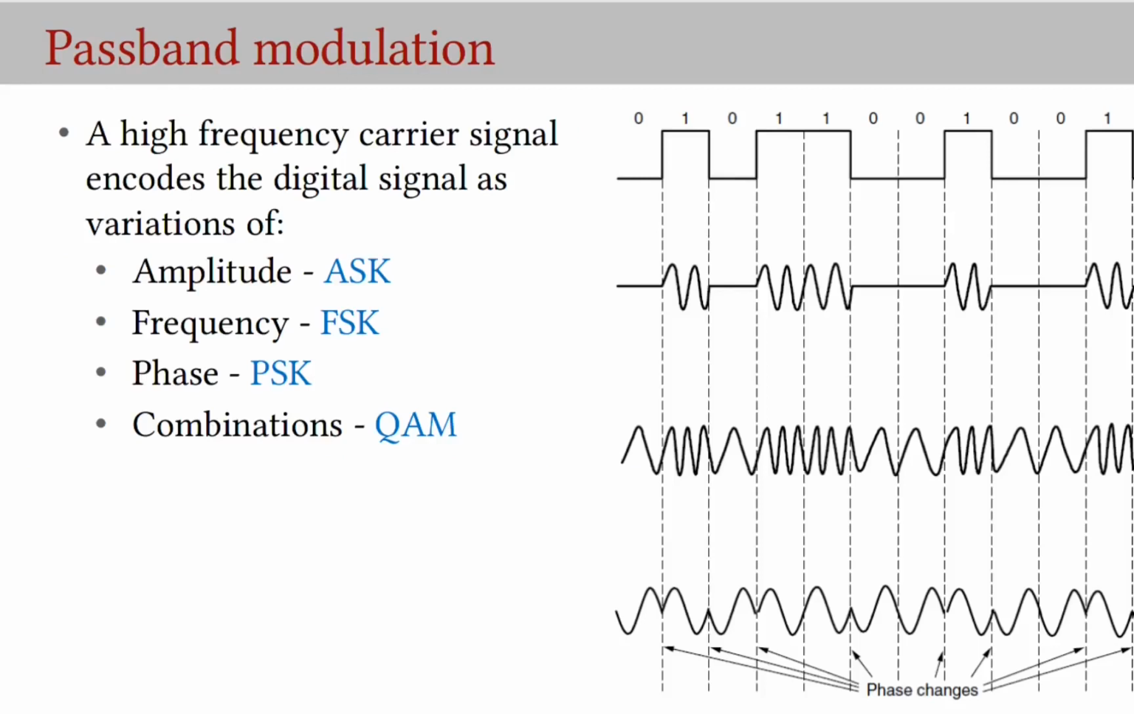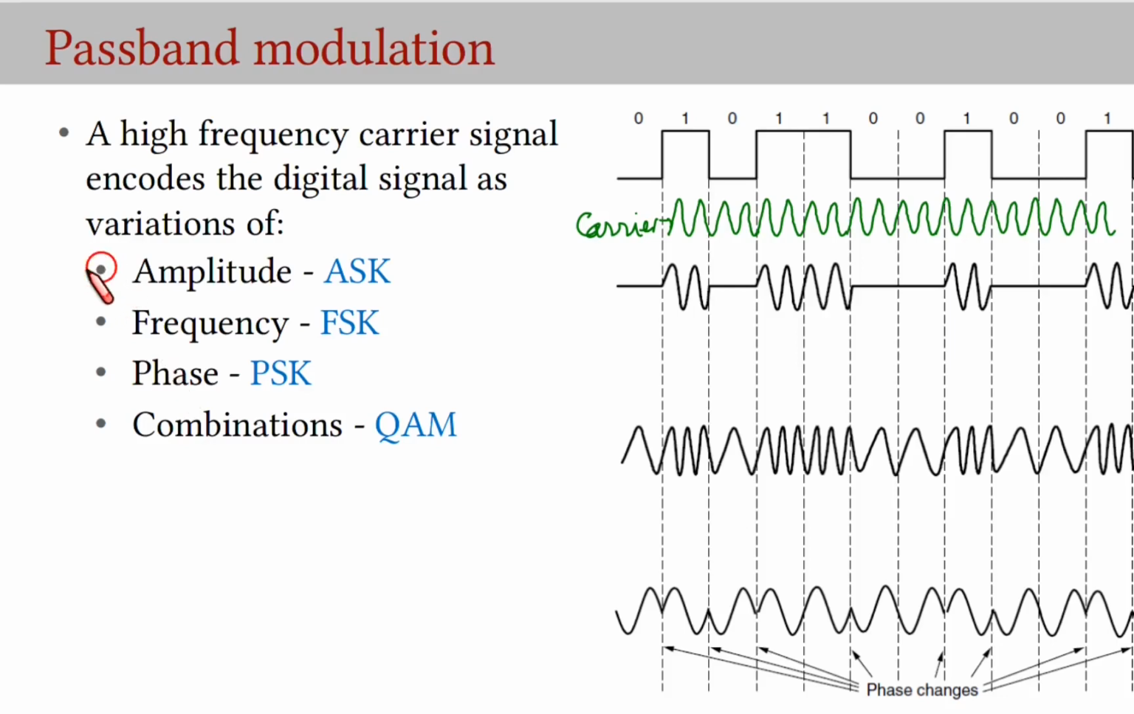In passband modulation, a high frequency carrier signal is modulated to transmit the baseband signal. You can think of the carrier as some high frequency sinusoid. The result of passband modulation is that a b Hz baseband signal is shifted to an S Hz to S plus b Hz passband signal. We modulate the amplitude, frequency, and phase of the carrier signal according to the digital signal.